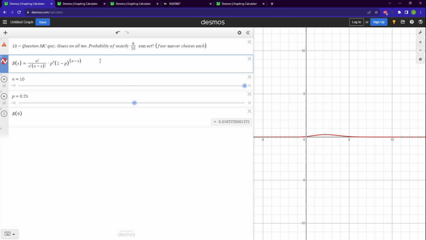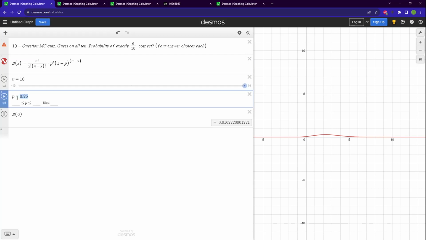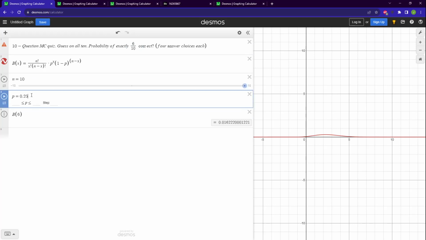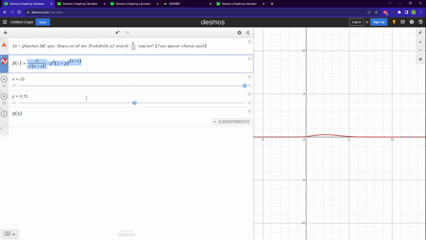So once we've passed it our parameters, which are n, the sample size, and p, the probability of success, we can now get our answer. So b of 6 is the binomial probability of getting exactly 6 successes, so 6 correct, given we have a sample size of 10 and a probability of 25%. So all you have to do is take this 6 and just literally put b of 6. It will do this whole computation for you and give you your answer.